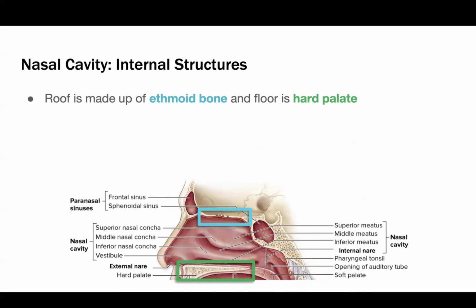The roof is formed by your ethmoid plate. In specific, it's formed by the cribriform plate of the ethmoid bone. Your ethmoid bone, the cribriform plate, is going to have tiny little holes, tiny little foramina for nerve fibers. These nerve fibers are from cranial nerve 1. Do we remember what they are? They're olfactory nerves. They're going to receive special sensory information, aka olfaction or the sense of smell.